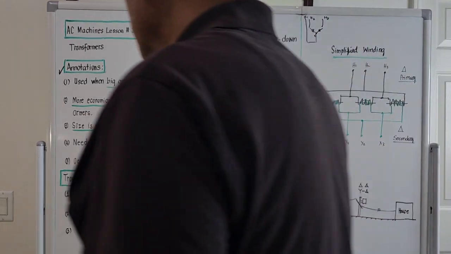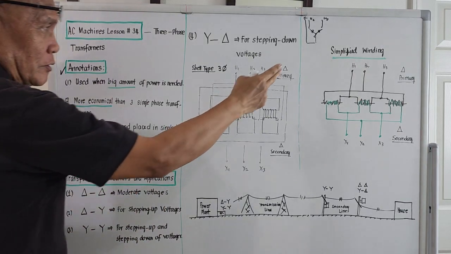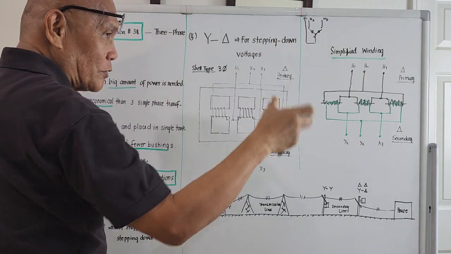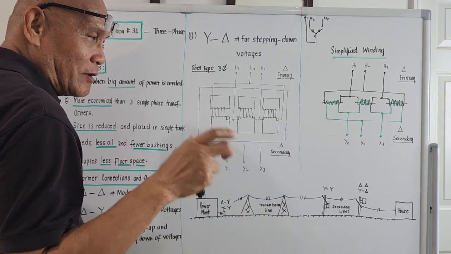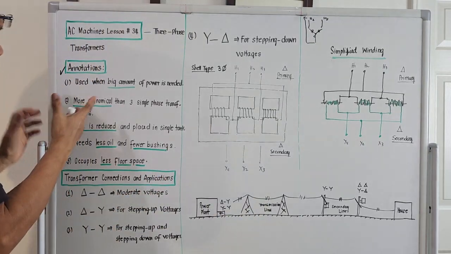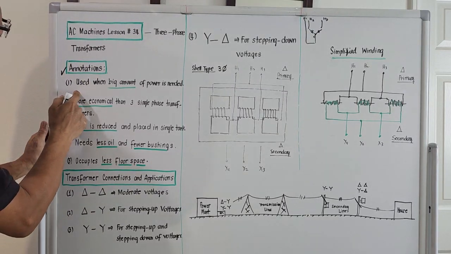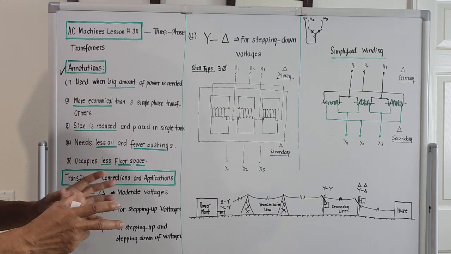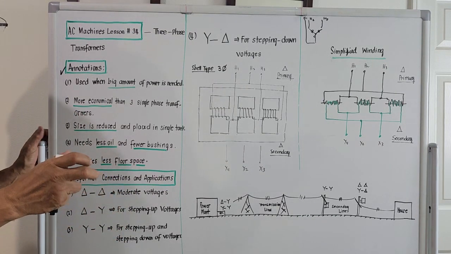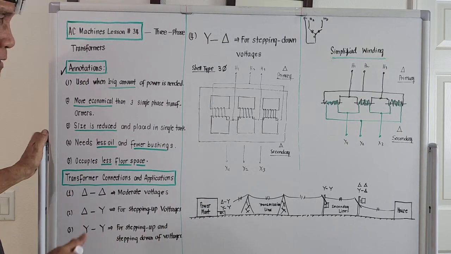Okay, let's bring out annotation number one. So instead of using three single-phase to produce a three-phase, we will just construct one three-phase as a unit. And according to our annotations, it is used when big current or power is needed. Meaning, in the application of a three-phase, when big power is involved, we are using three-phase.